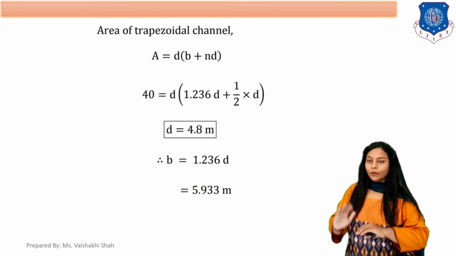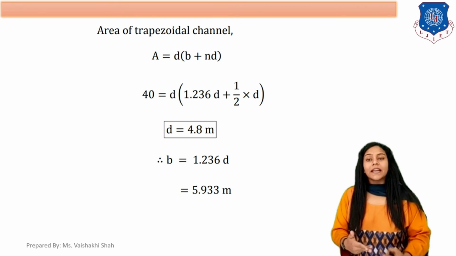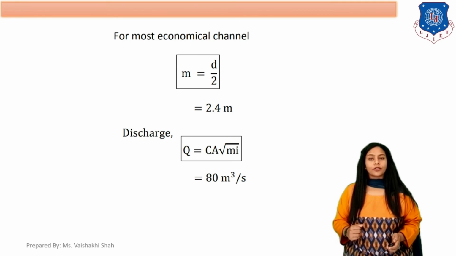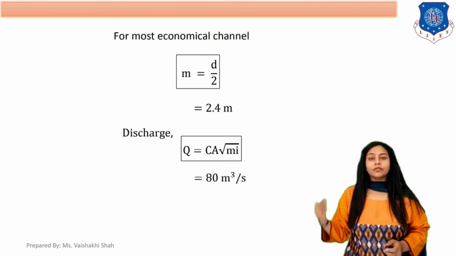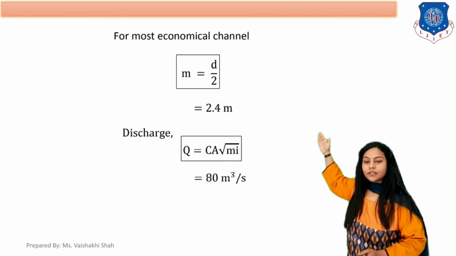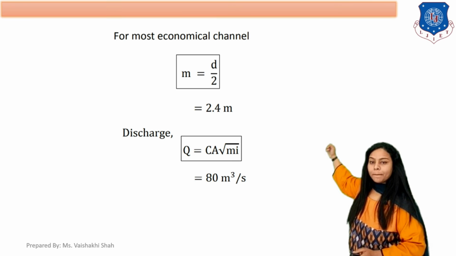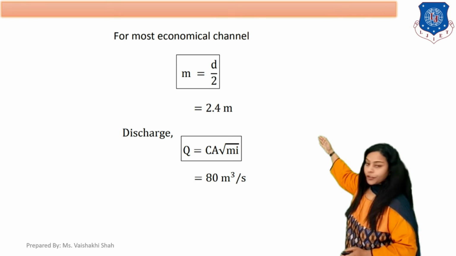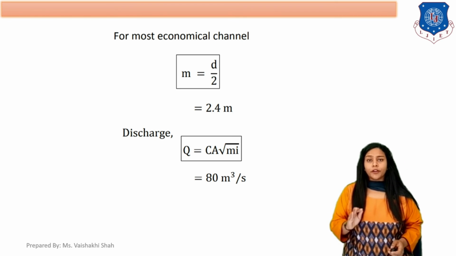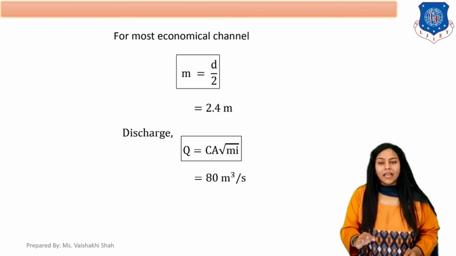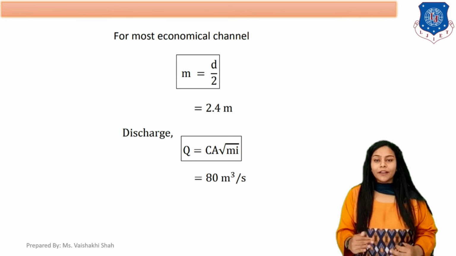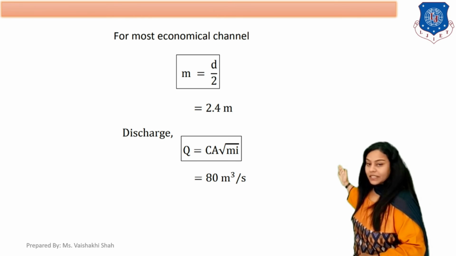Okay. Now in this example, in the second part, we have to find out discharge. Discharge, that is your Q. Now for the most economical channel, what is the equation for M? M equals D by 2. And by placing the value of D here you get M equals 2.4 meter. That is M, and M is your hydraulic mean depth. Now we will use the value of M to find out discharge.